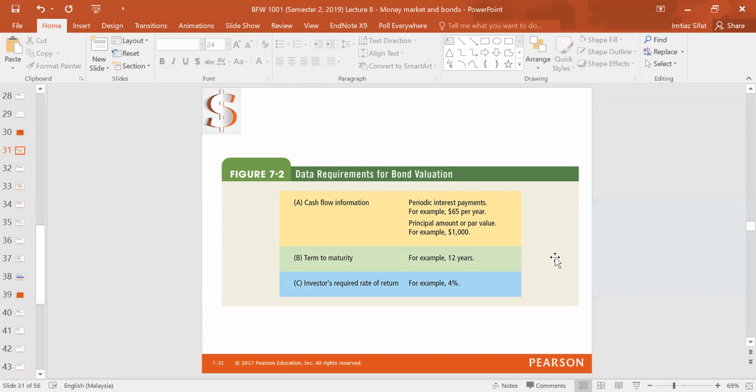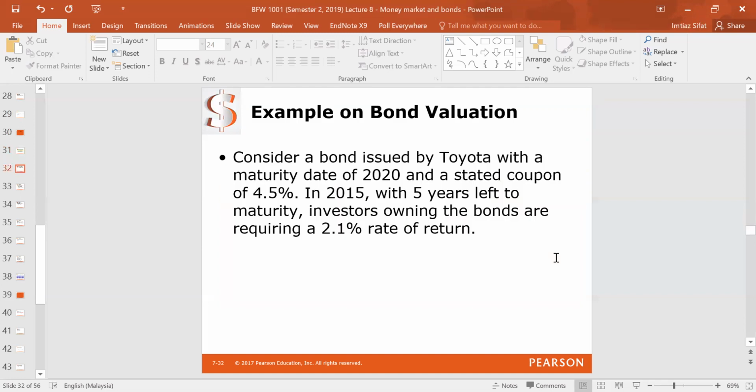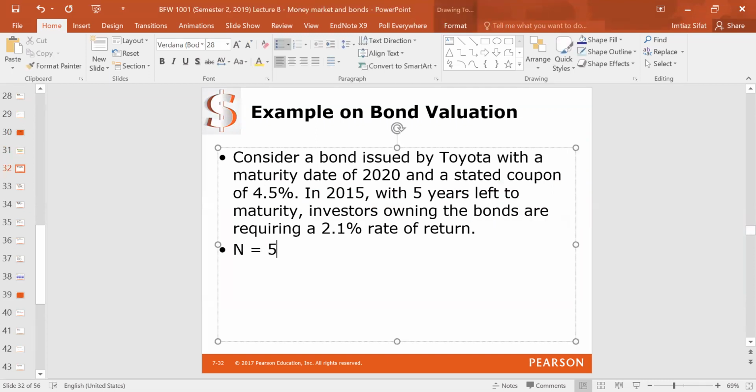So let's take a look at the Toyota example. On your screen, you will see a problem where Toyota issues a bond with a maturity date sometime in 2020, and the stated coupon rate is 4.5%. There are 5 years left until maturity, which means N equals 5. And the investors owning the bond require a 2.1% rate of return. So we have been provided with the R, the required rate of return. We have also been provided with N, 5 years.